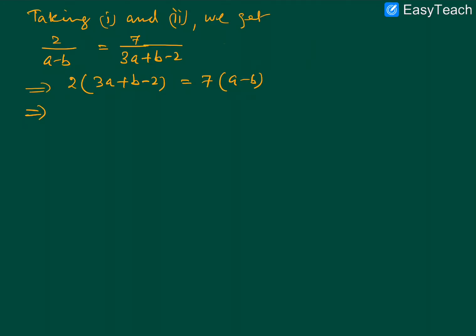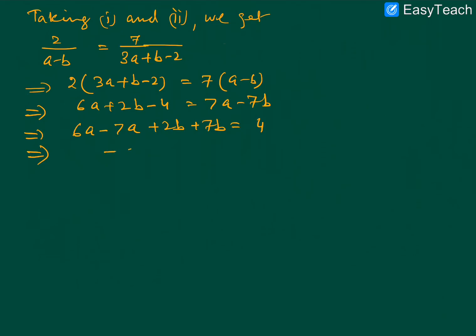After cross multiplication, we get the expression this. Further simplification gives this. Transferring a and b on the left hand side and number on the right hand side, we get an equation like this.